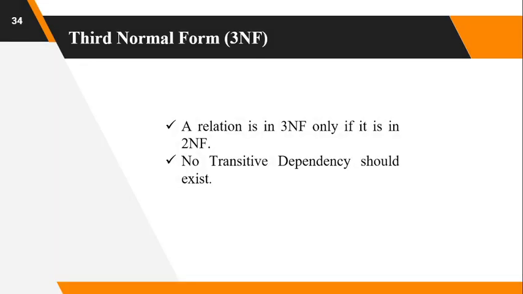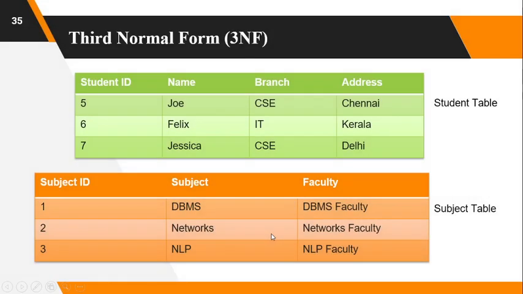Now let's discuss what the third normal form is. The definition for 3NF is that a relation is in 3NF only if it is in 2NF. So a table is said to be in third normal form if and only if it is in second normal form, and there should not be any transitive dependency. Consider an example here in 3NF.